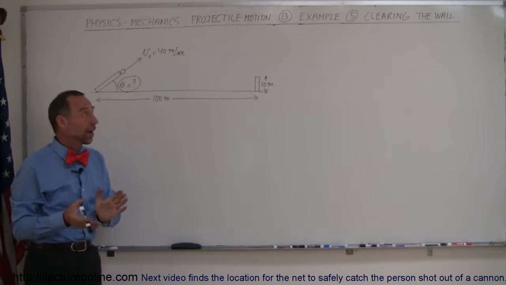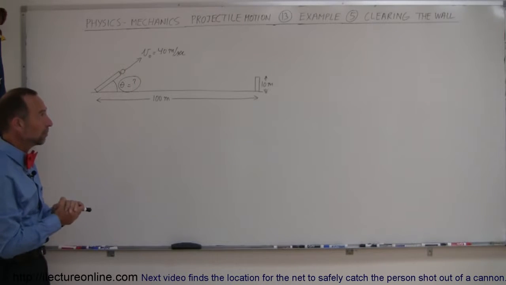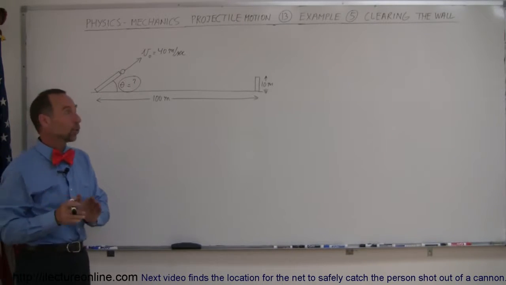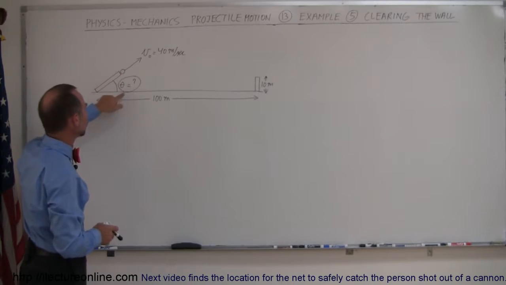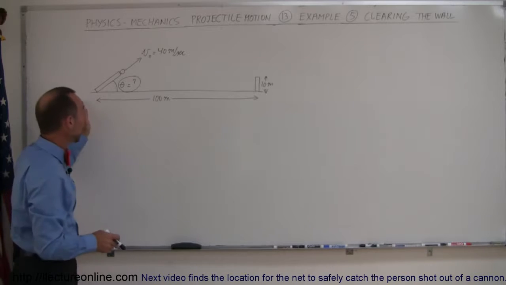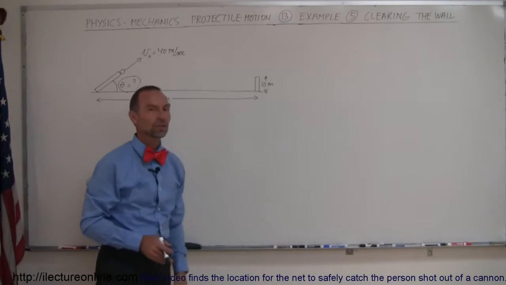And here's another example of how to deal with projectile motion problems. Again, we're going to try and clear the wall with a projectile shot out at 40 meters per second at some angle that's unknown. You're supposed to find that angle. The wall is 100 meters away and the wall is 10 meters tall.